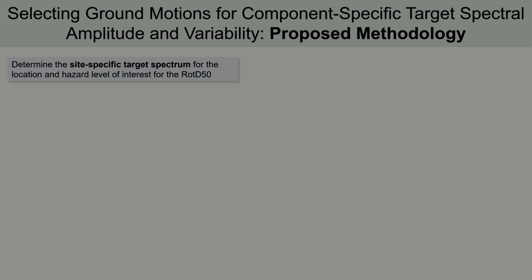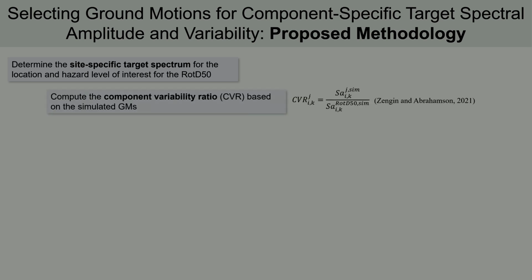And this will be expressed in terms of RotD50, so the median of just the two horizontal components. Then this is followed by the computation of what we call here the component variability ratio, based on the full population of simulated ground motions that is available. We started from the definition proposed by Zengin and Abrahamson in 2021, and we tailored this for the utilization of the full population of records.